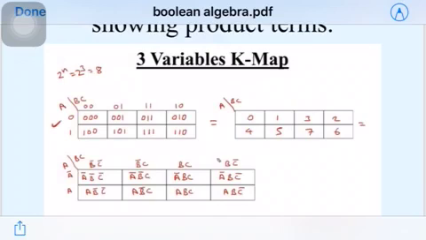In the coming classes, we will see how to draw the coordinate map and how to minimize Boolean functions using the coordinate map.